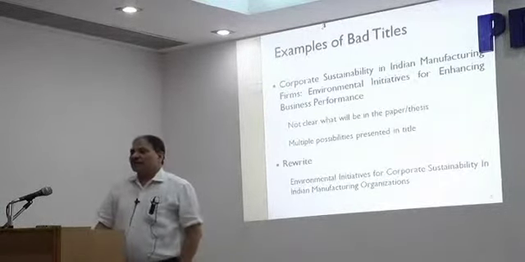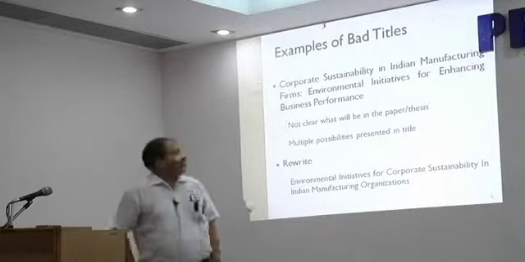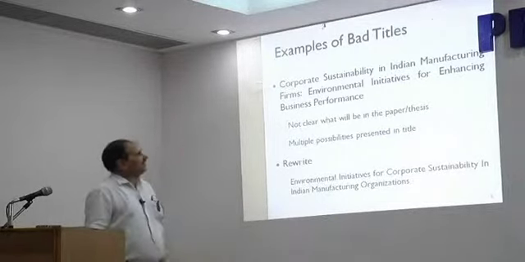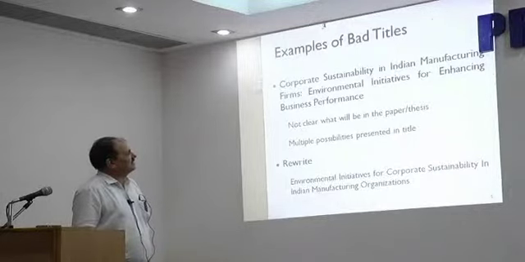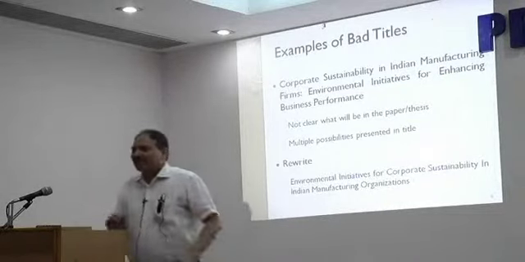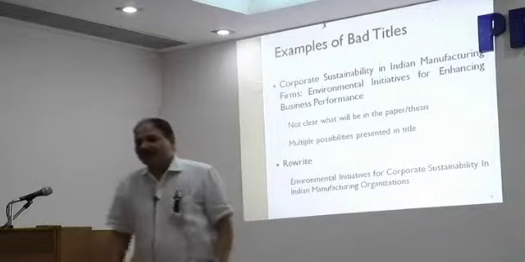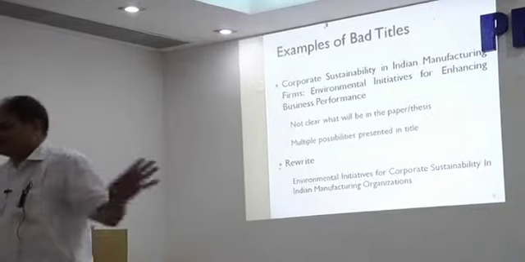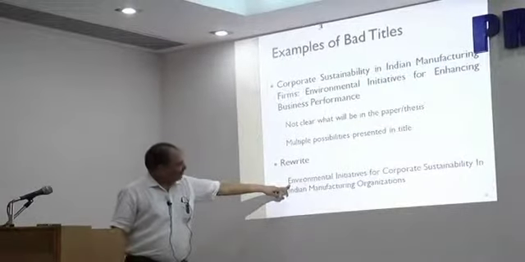Now these were some of the good titles. Let's look at some of the bad titles also. Corporate sustainability in Indian manufacturing firms, environmental initiatives for enhancing business performance. Actually, whatever the researcher wants is there in this, but when somebody else reads it, you find that this title is measuring two different things, two different areas. First is sustainability, and second it is talking about environmental initiatives taken by the organization. If you want to show a relationship between them, you rephrase it, and that is how you can rephrase.